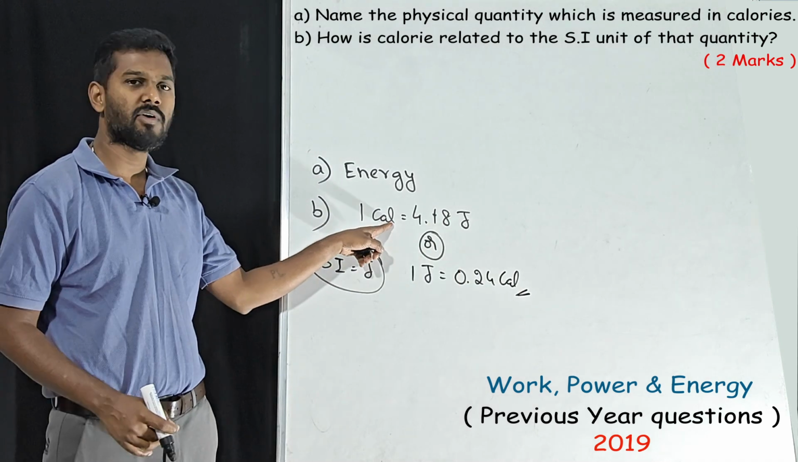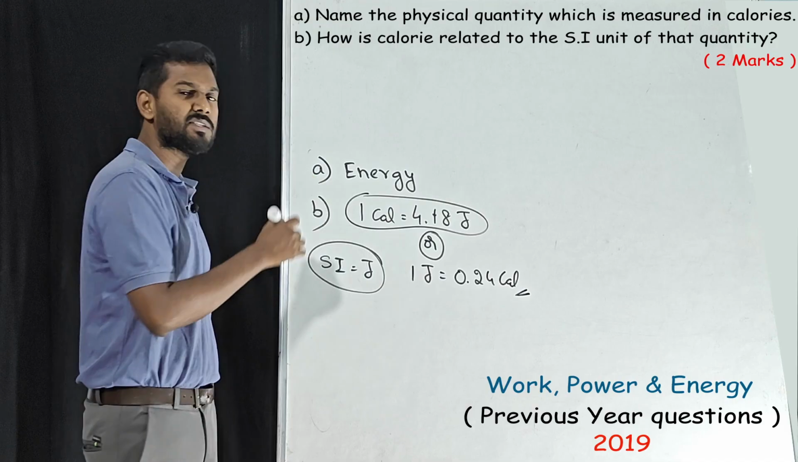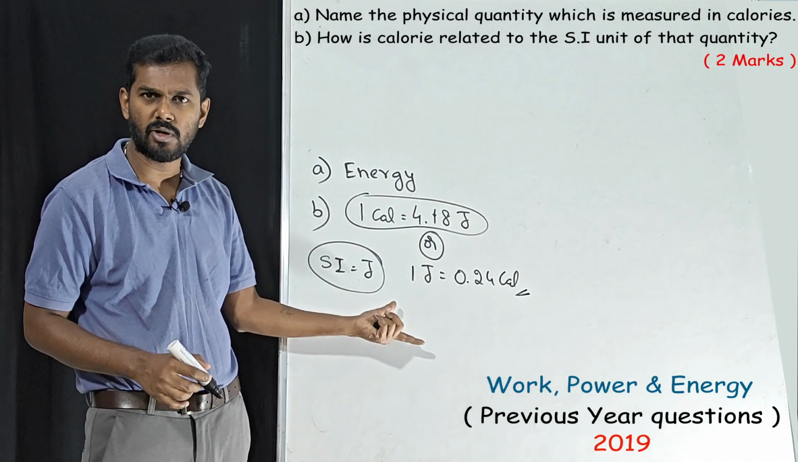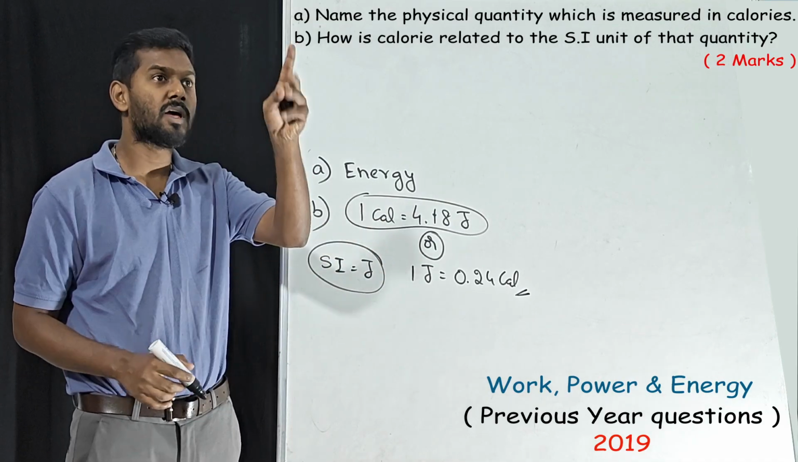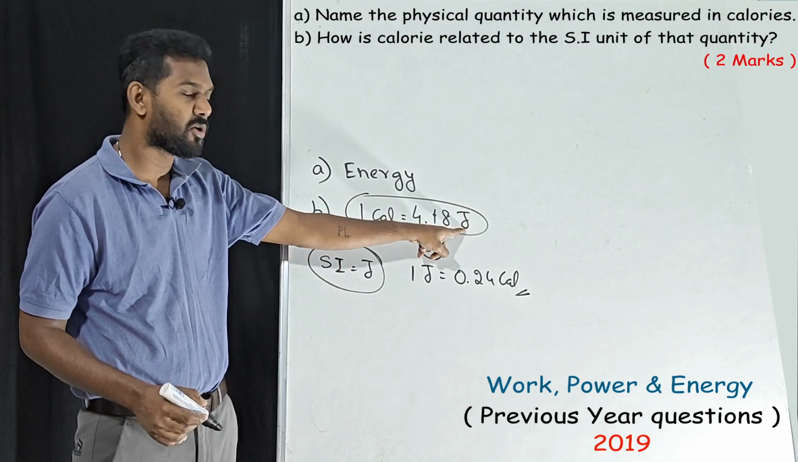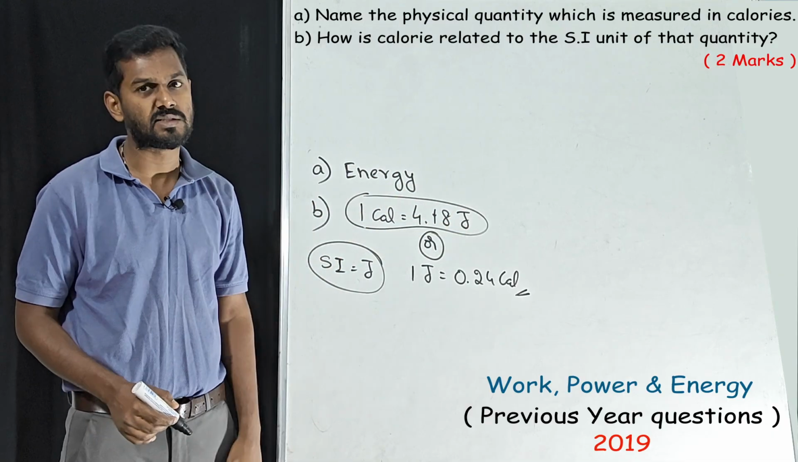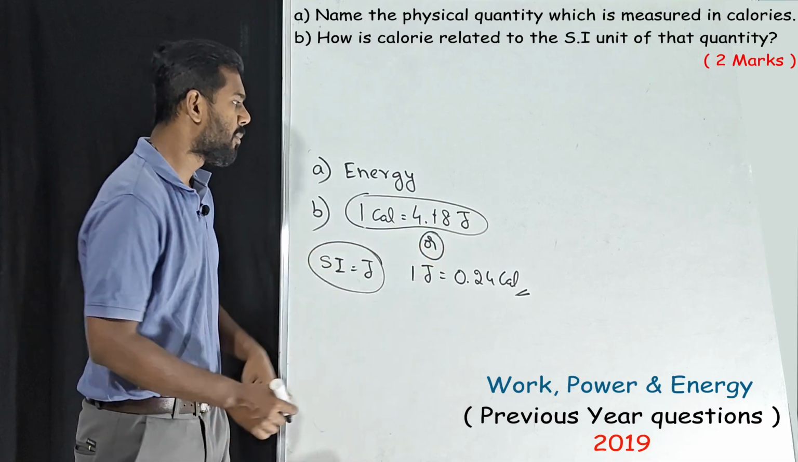But this is optimal. Why? In the ideal case, both are the same, but why is this one correct? Because how is calorie related to the SI unit? How many joules is 1 calorie? That is the way they are asking the question. So this is the proper answer.